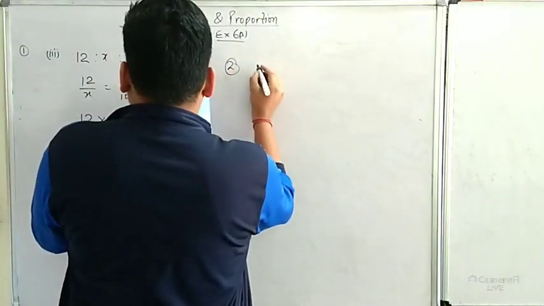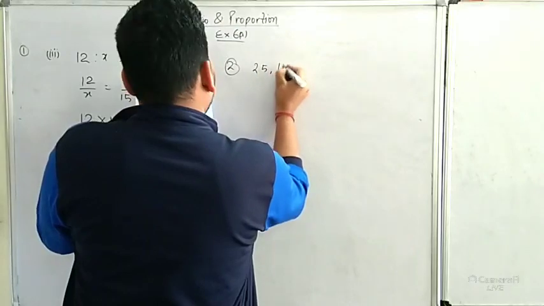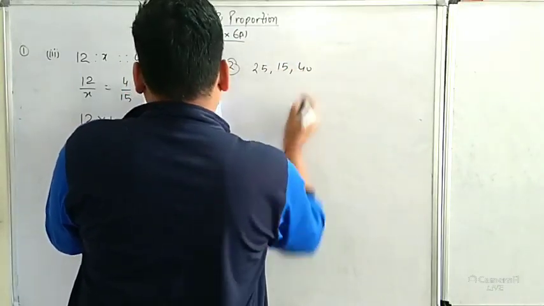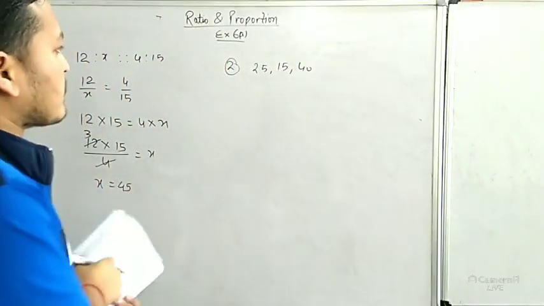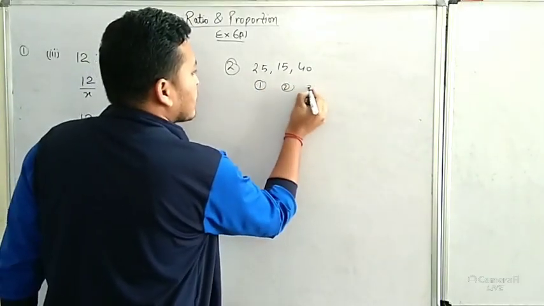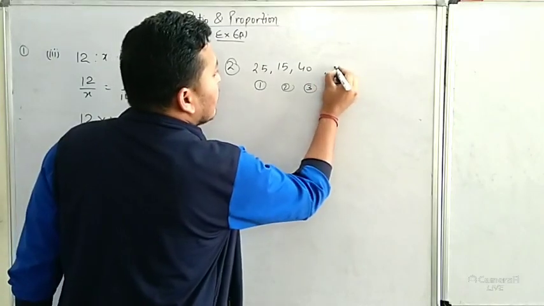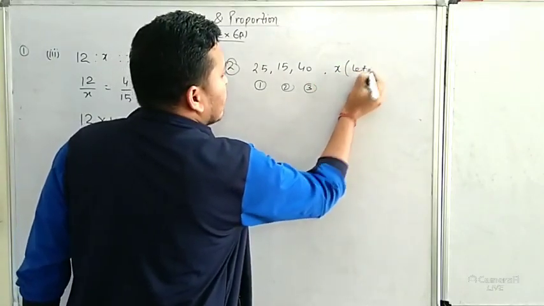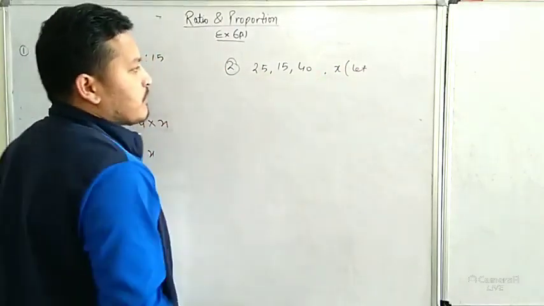Question number second. So 25, 15 and 40. And the question is find the fourth proportional. This is your first, second, third, and the question is fourth proportional. So suppose let the fourth proportional is, यहाँ पे लिख देना, let the fourth proportional is x.